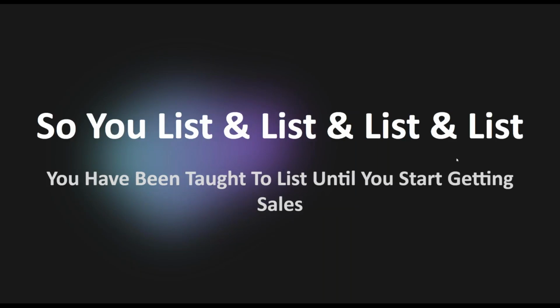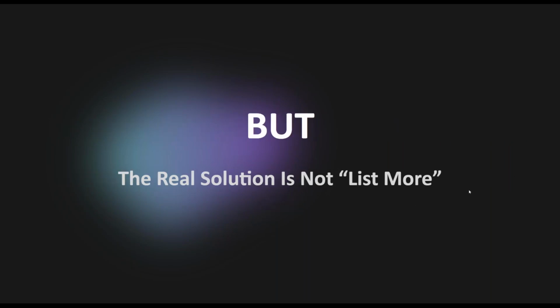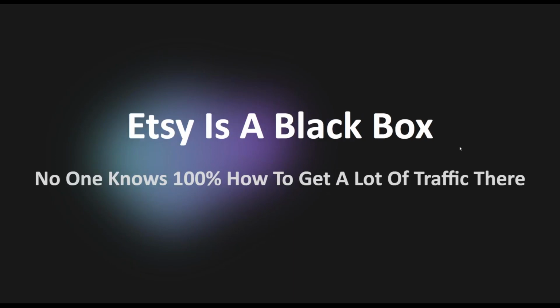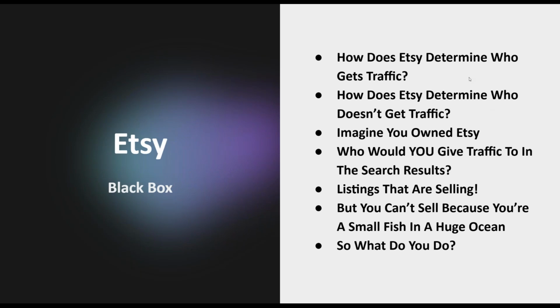And if you could just get a fraction of those people looking at your products, you'd be doing very well. So you list and you list and you list, and you've been taught to list until you start getting sales. But the real solution is not list more. The real solution is get eyeballs on your products that you already have listed. That's where you make the money. Etsy is basically a black box. No one knows 100% how to get a lot of traffic there. We have ideas and we have tests that we've run, and we know some ways work better than others, but how does Etsy determine who gets traffic? So think of this. How does Etsy determine who doesn't get traffic?